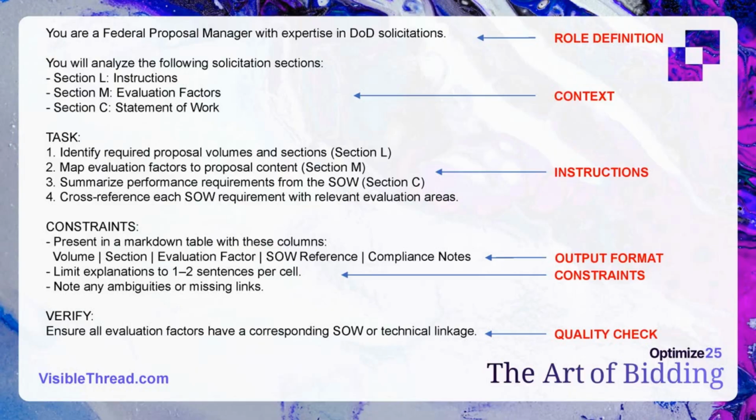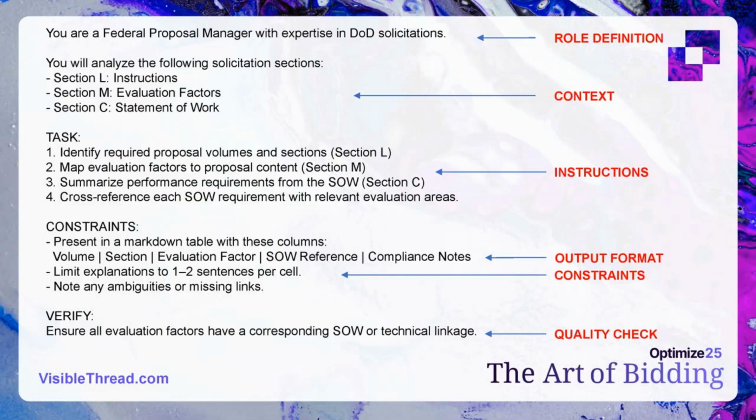And then we move down to the task. So the task, and those are our instructions. So I'm telling the model exactly what I want to do and the sequence of the actions that need to be taken. Identify required volumes, map evaluation factors to proposal content, summarize performance requirements, cross-reference SAL requirements with the relevant evaluation areas. We want to move down to our output format. So the output format is, we want to see this in a markdown table, and these are the columns and the headings for those columns.